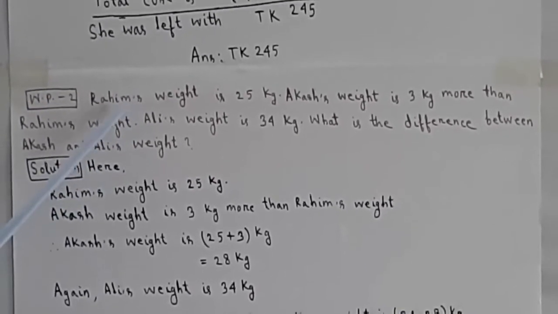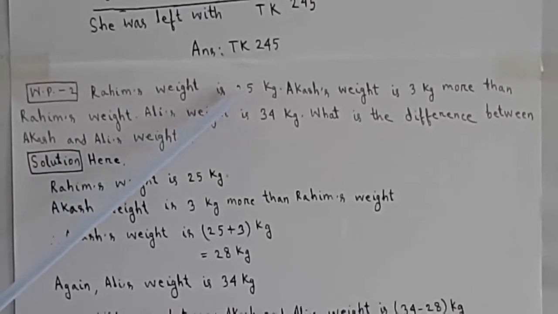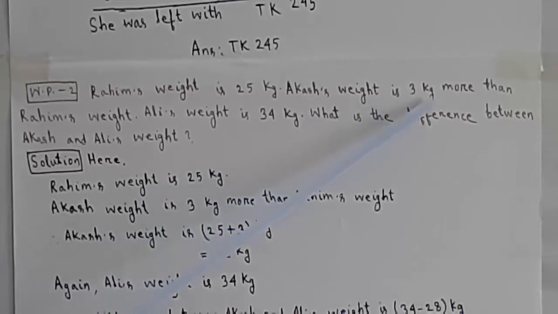Now the students will solve problem number 2. Here the question is: Rohim's weight is 25 kg. Akash's weight is 3 kg more than Rohim's weight. Ali's weight is 34 kg. What is the difference between Akash and Ali's weight?